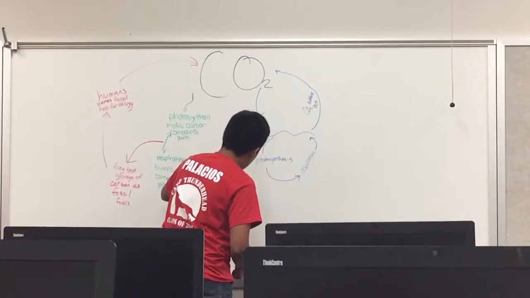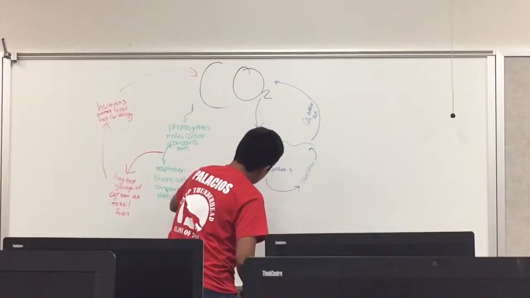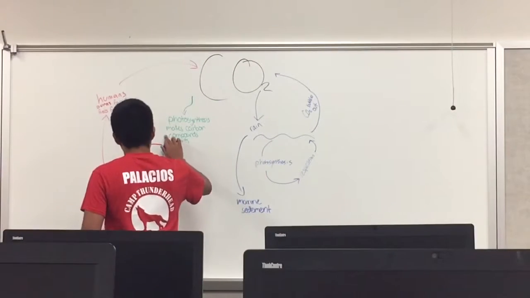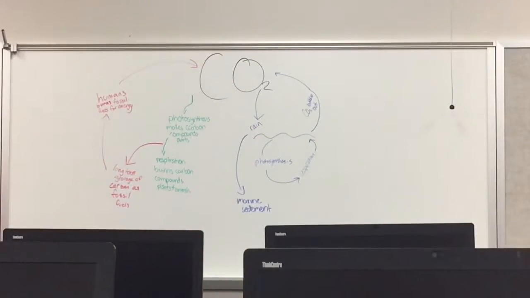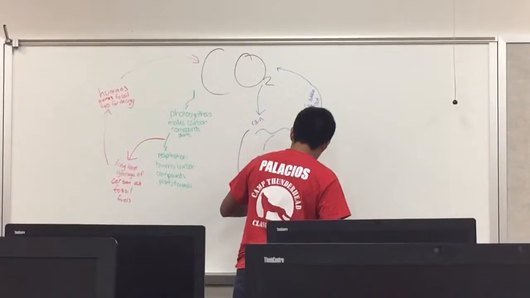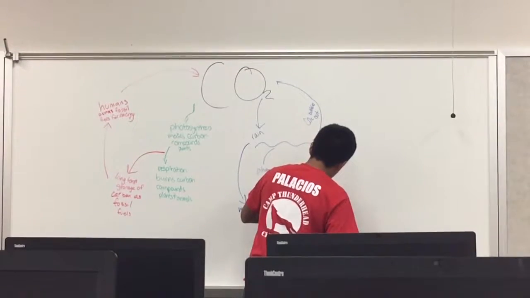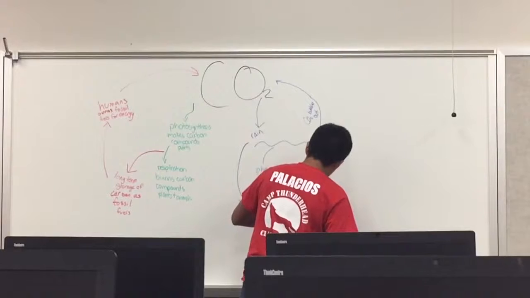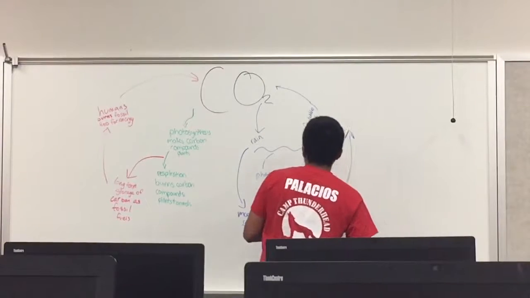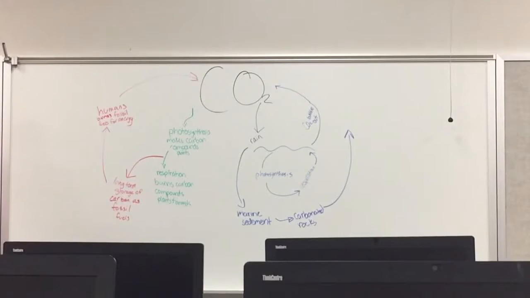And coming down from the rain is marine sediment. And from the marine sediment, we get the carbonated rocks. And the carbonated rocks go up to the volcanoes, the underwater volcanoes.